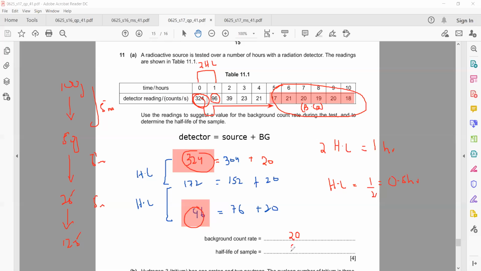Here, both answers are acceptable. You can write 0.5 hour, or you can mention 30 minutes.